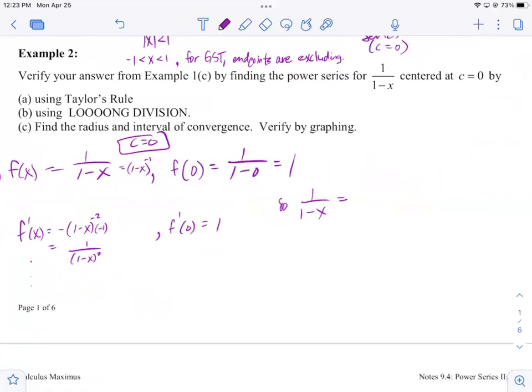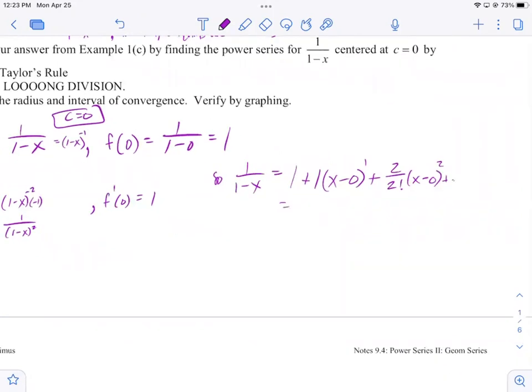and we'll write the equation of the tangent line, which is the y value, which is 1, plus the slope, which is 1, times x minus the center, which is 0 to the first. And then the next one, I promise you, is going to be 2 over 2 factorial times x minus 0 to the second, plus so on and so forth. That would be Taylor's pattern, right?